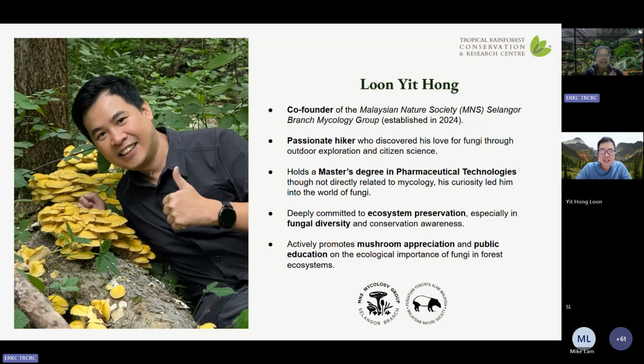His enthusiasm for fungi diversity and ecosystem preservation has driven him to share knowledge on mushroom appreciation and also the ecological importance of fungi. So tonight, he will be introducing us to the fascinating world of fungi and their vital role in maintaining forest balance and resilience. So without further ado, I will hand the session to Loon for his presentation. Over to you, Loon. Okay, thank you, Gilbert.